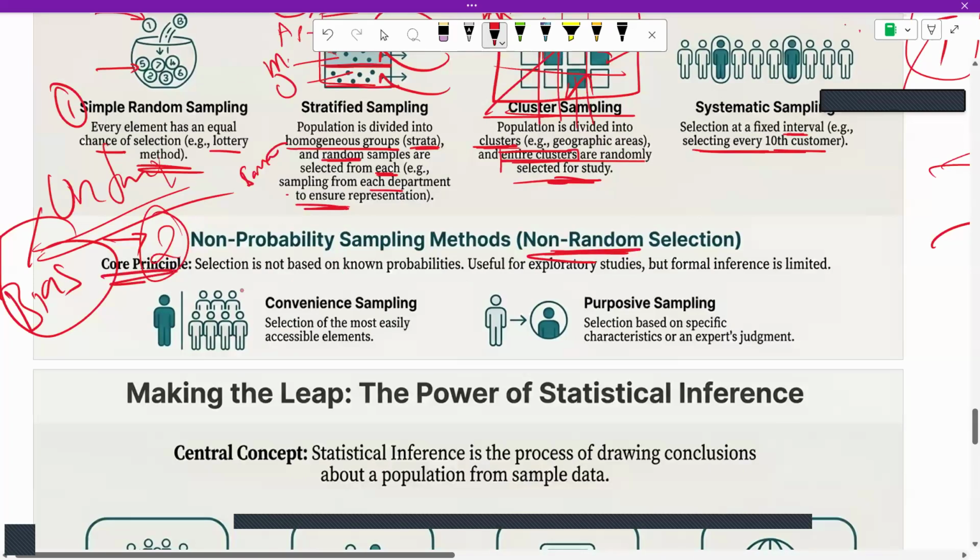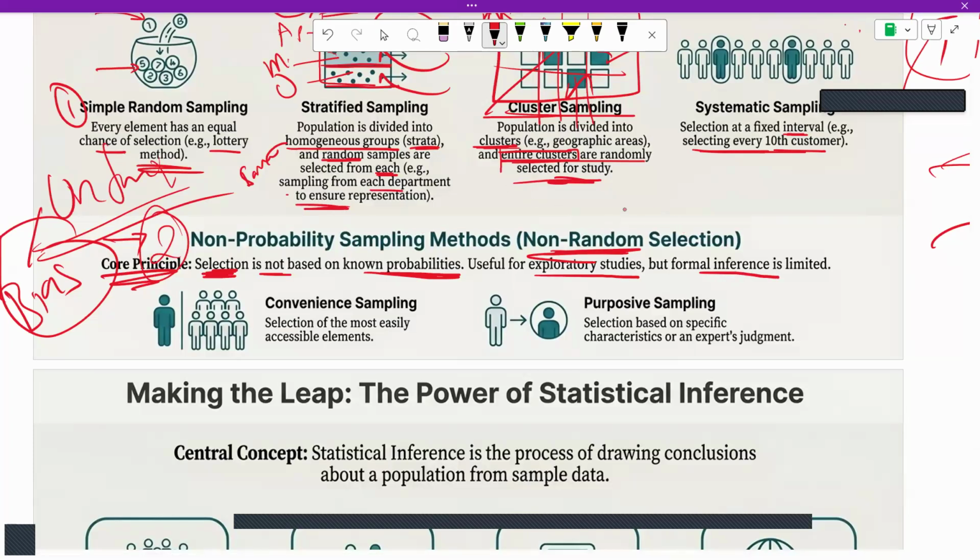The core principle is that selection is not based on known probabilities. Useful for exploratory studies, but formal inference is limited. With formal inference, we cannot generalize to all.